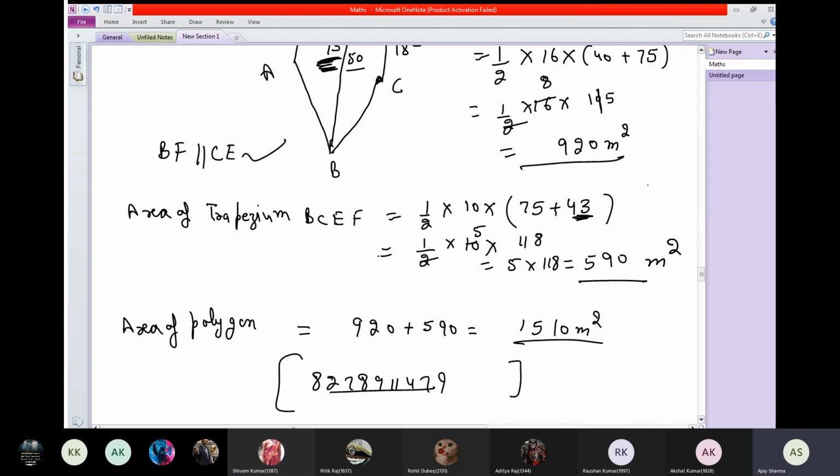Next, you have to find the total area. Total area you can find by adding these two, 920 and 590, and you will get the answer 1510 meter square. Clear? Okay. Now the complete exercise is done. Anyone still any query? You may ask.